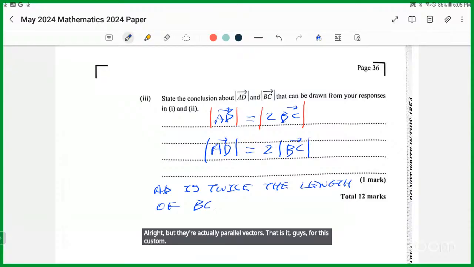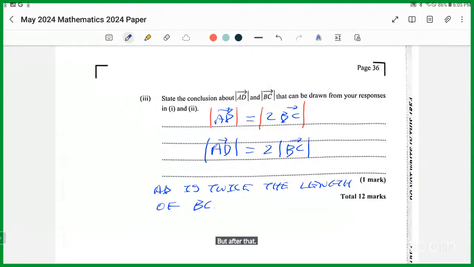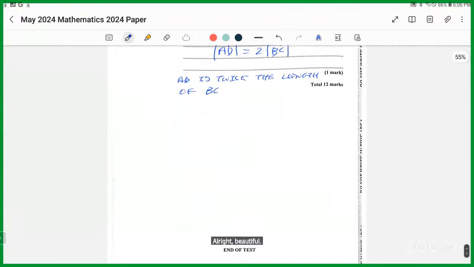Alright with that? Good? Yes, sir. Alright, beautiful. Alright, let's do 2023 now.